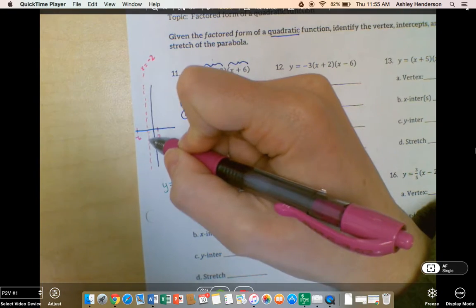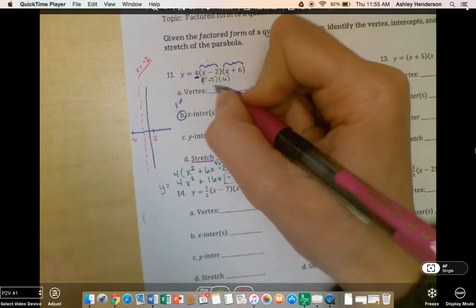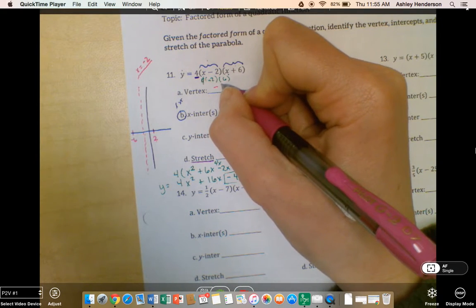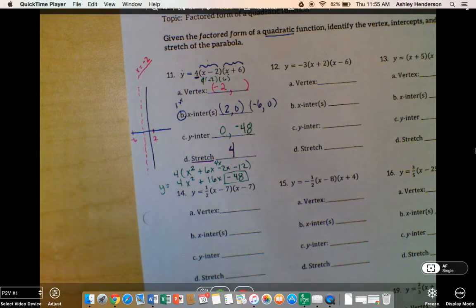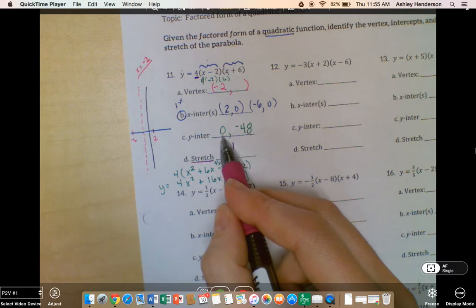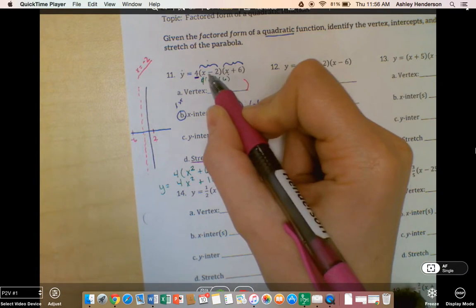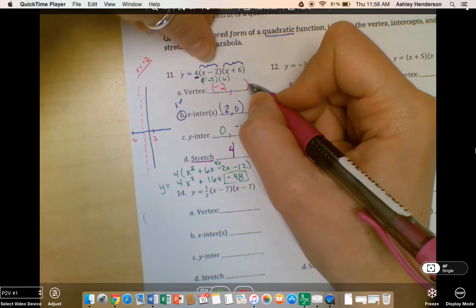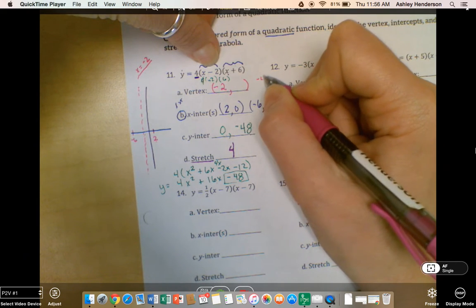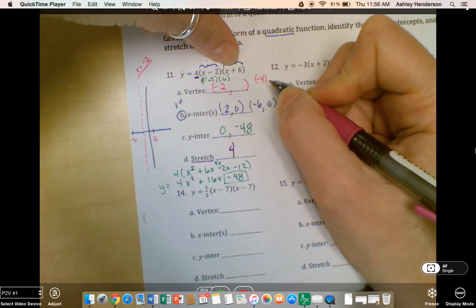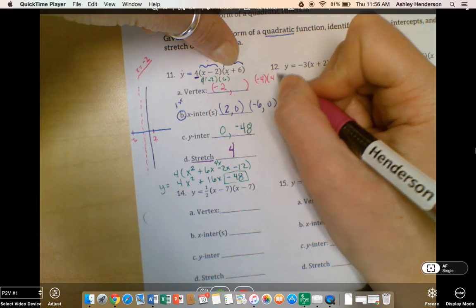Well, if I know that my vertex is on here and I know what the x value of my vertex is, then I can say negative 2 comma something is my vertex. And anytime I know what the x is, just like the y-intercept, I can take my -2 and plug it in. So I would get -2 minus 2 gives me -4 from that part. -2 plus 6 gives me +4.